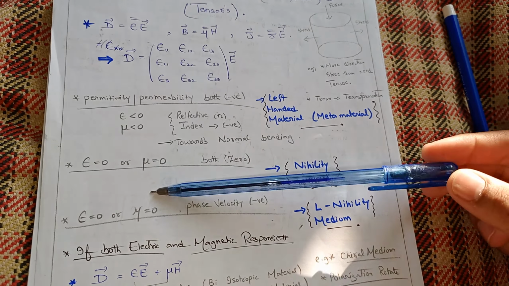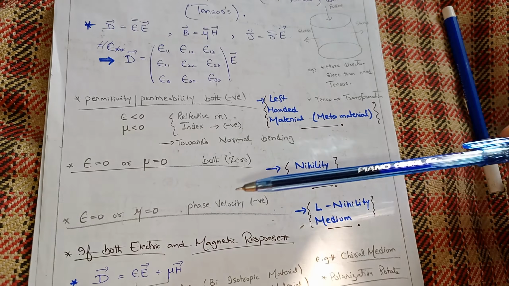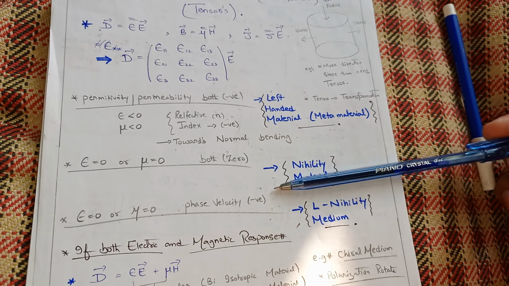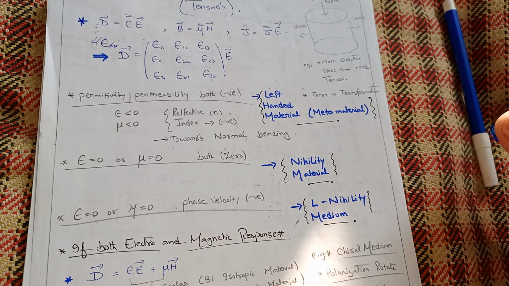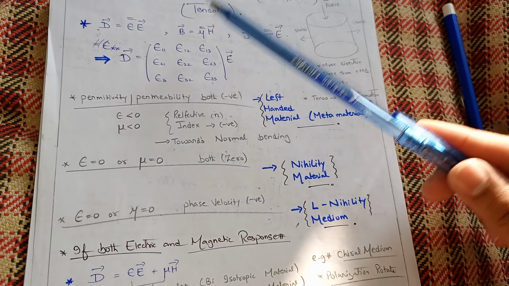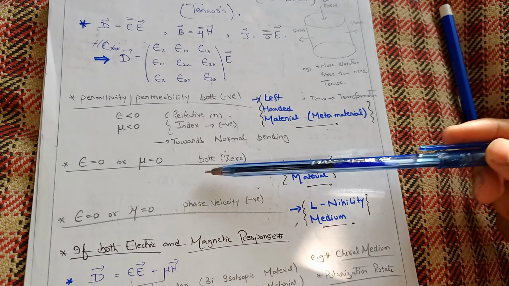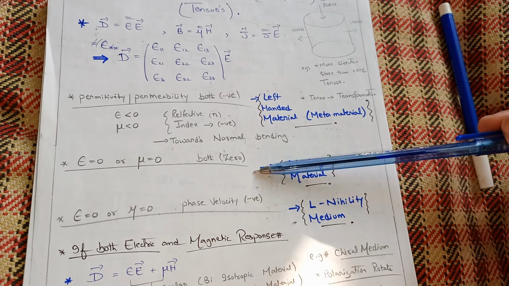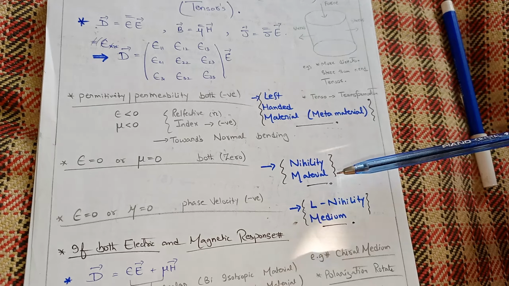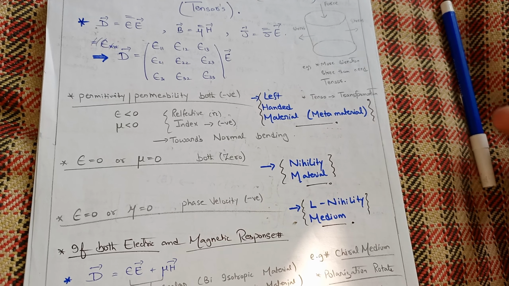And when both are 0 and your phase velocity is negative, then these are called L-nihility medium. These are 0, that's why they are called nihility. But when they are 0 and in addition their phase velocity is negative, they are known as the L-nihility medium.